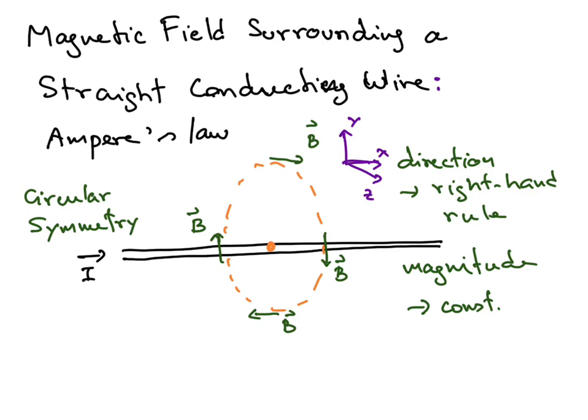We will see how to use Ampere's law to calculate the magnetic field surrounding a straight conducting wire. Since we know the answer, now we will see that using Ampere's law in this case is much simpler than using the Biot-Savart law. Okay. In this problem, we have a long, straight, current-carrying wire.